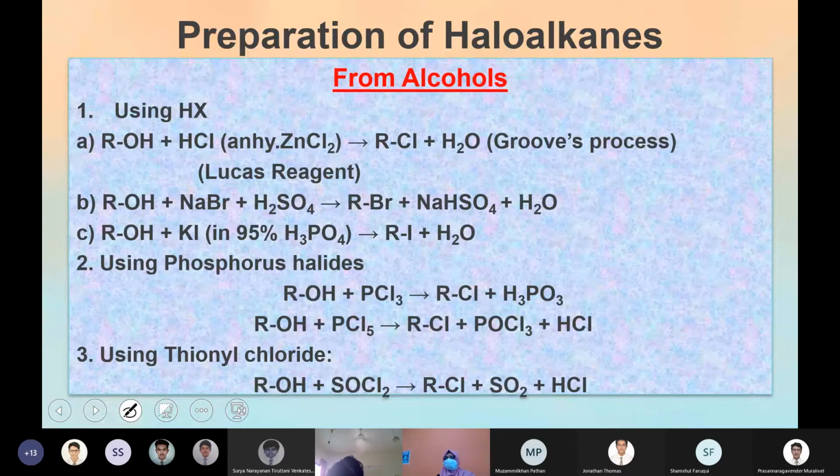But I have not seen such very specific questions, because these are very simple things. They don't ask such simple, easy questions about this. So that means you don't have to learn much in detail, as I said, all the byproducts and balancing. The main thing is which reagents can be used to convert an alcohol to alkyl halide. You can use hydrogen halide, you can use phosphorus halide, and you can use thionyl chloride.